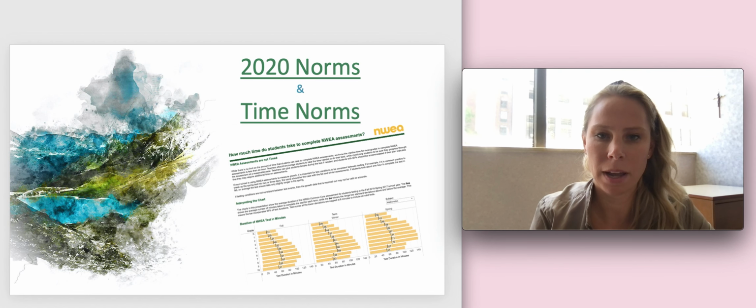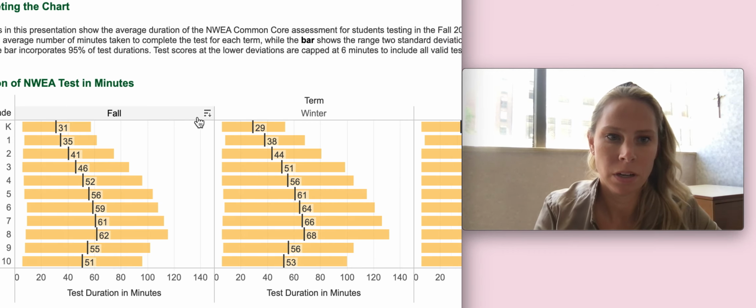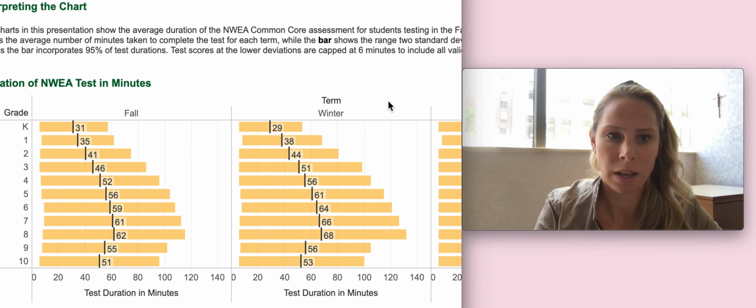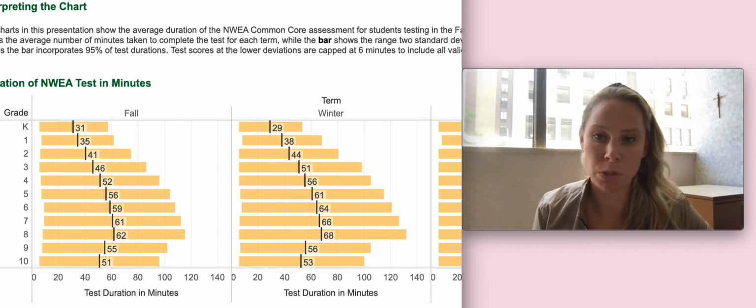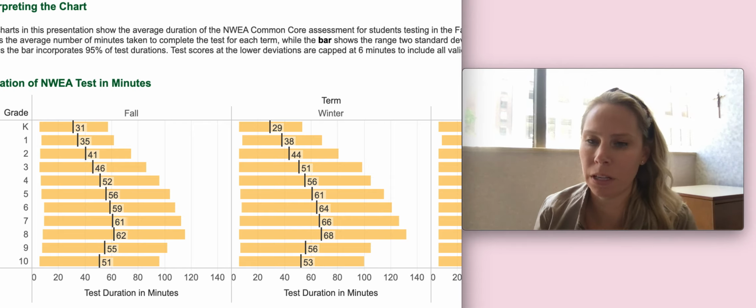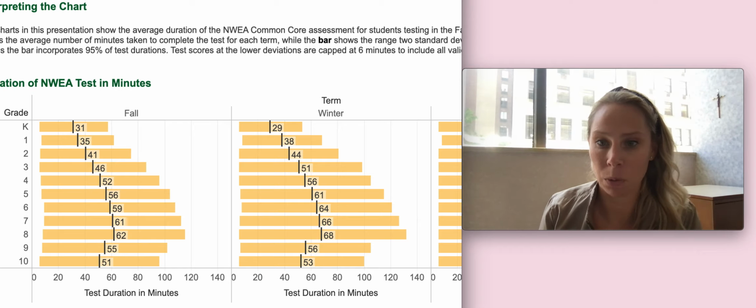It's also a great idea to take a look at the time norms. So you can see here, you are able to choose the subject, and also then you see the actual amount of time that it's the average amount of time students take. In kindergarten, no matter the subject area, it's usually about a half an hour, and in junior high, it's usually about an hour.